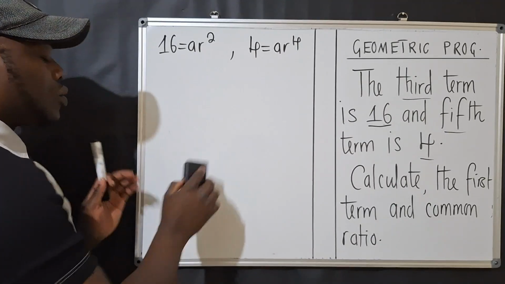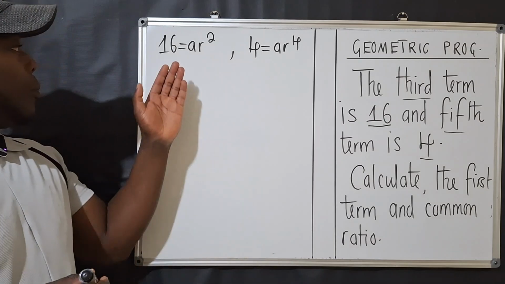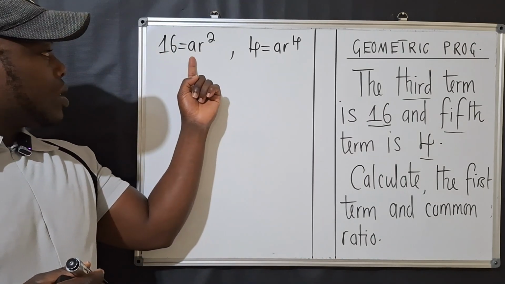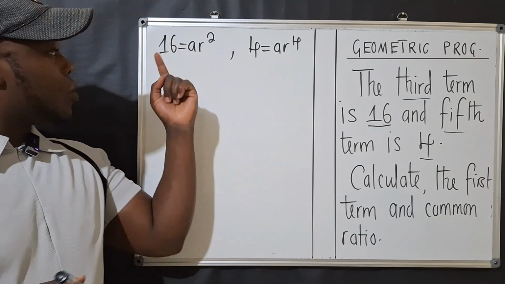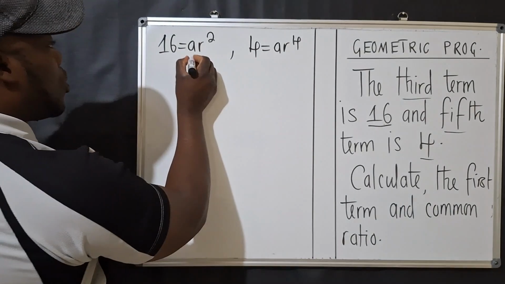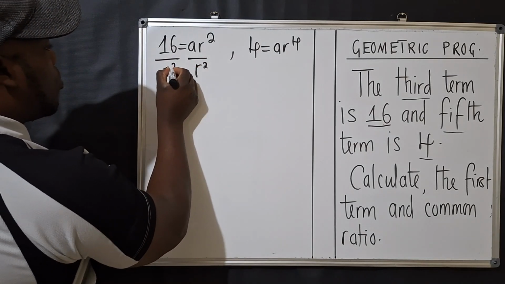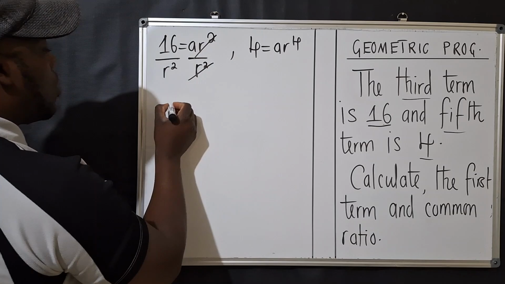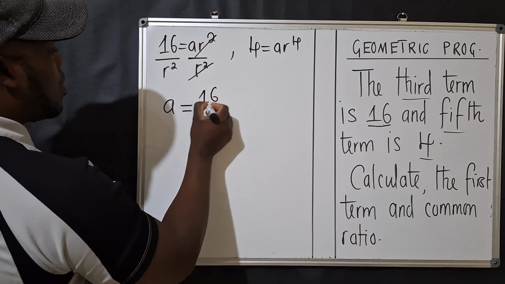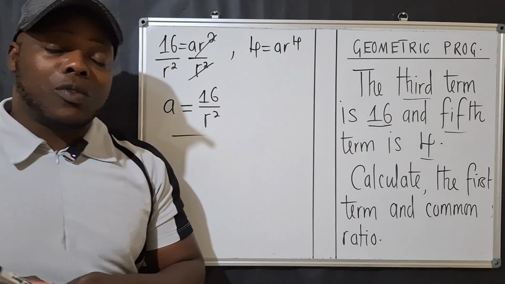So now between these 2 equations, pick one of them and make a the subject of the formula. So you can see equation 1, equation 2. I'm going to pick equation 1 and make a the subject of the formula. So I'm going to divide by r power 2, r power 2. So this and this will go. I will remain with a, which is equal to 16 over r power 2. So I've made a the subject of the formula.